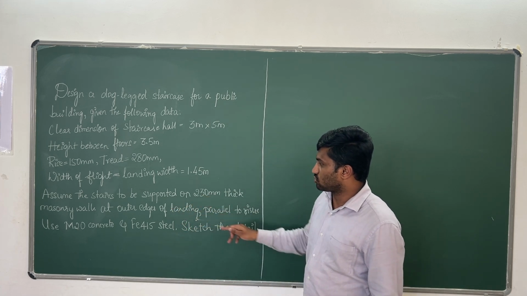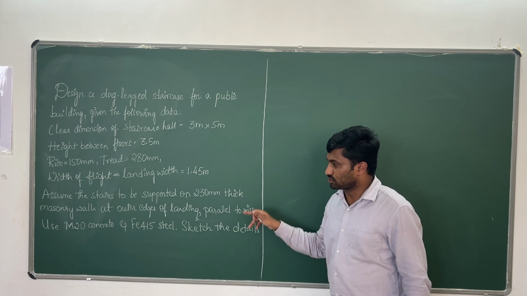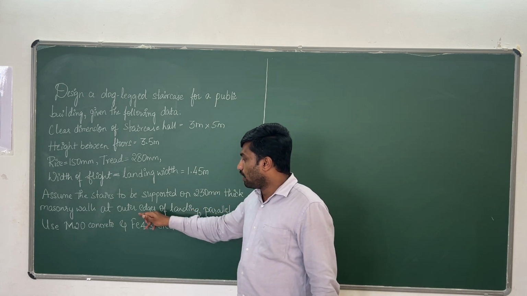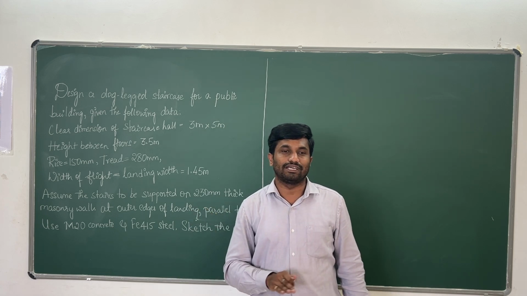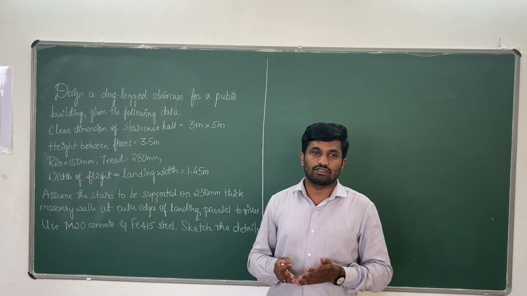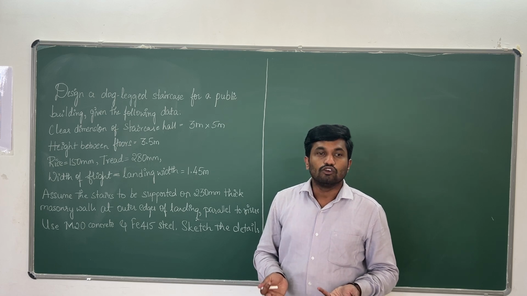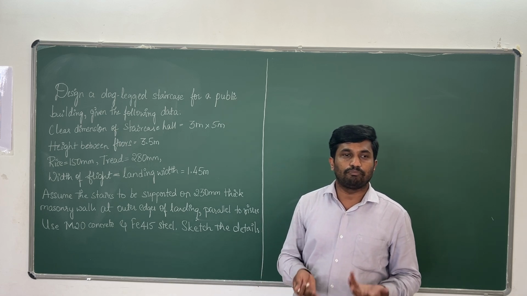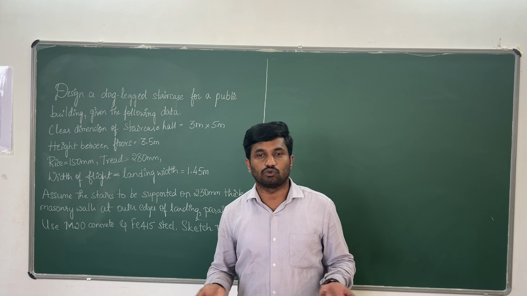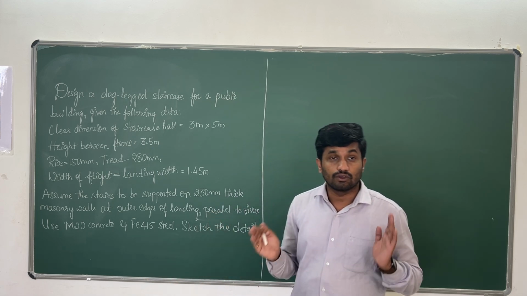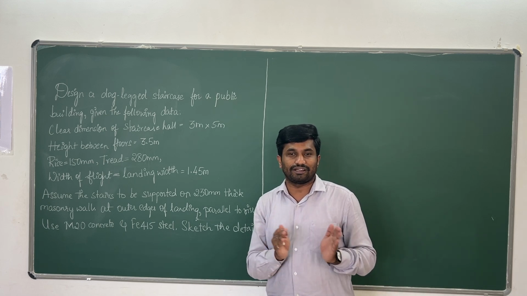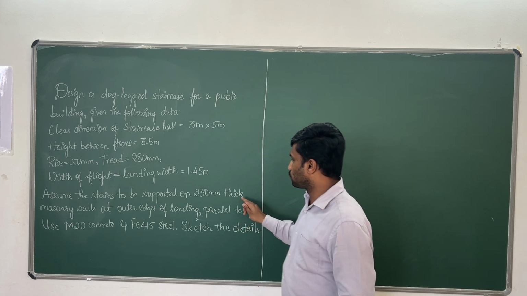Assume the stairs to be supported on a 230 mm thick masonry wall at the outer edge of the landing. Sometimes they won't give this, and will simply mention that the stairs rest on a wall. In that case, you have to assume a proper thickness of the wall, 230 mm, 250 mm or 200 mm as you wish, but an adequate value in between.